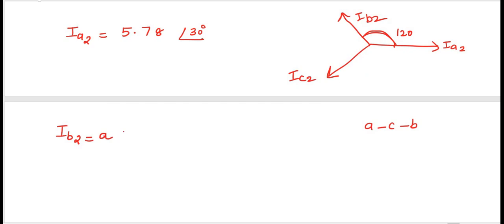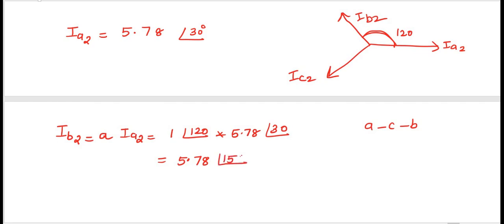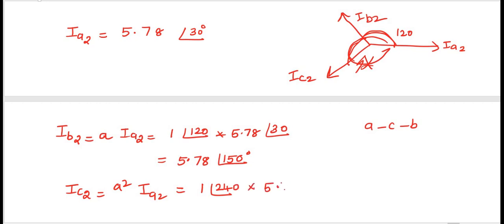So A into IA2. What is A? A is 1 angle 120 into 5.78 angle 30. So from this, what is the answer? 5.78 angle 150 degree. So this is IB2. Next find out IC2. What is IC2? IC2 is this angle, so this one, not this. IC2 is A square into IA2. What is A square? 1 angle 240, into IA2 which is 5.78 angle 30. So from this, 5.78 angle 270 degree.